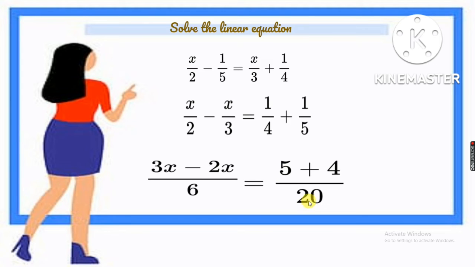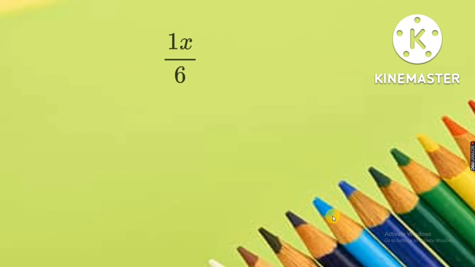Now 20 divided by 5 comes out to be 4, 4 multiplied by 1, we got 4. Now solving this, 3x minus 2x is equal to 1x upon 6 is equal to 5 plus 4 becomes 9 upon 20. So we can write it as 1x upon 6 is equal to 9 upon 20.